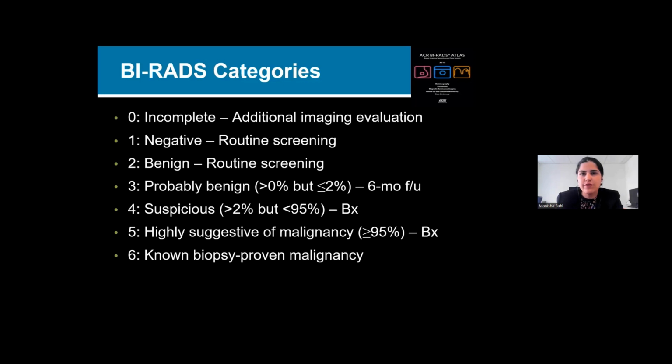BI-RADS 6 is used for known biopsy-proven cancers before a patient has undergone treatment or surgery. For example, if a woman is undergoing chemotherapy before surgery, she may come to breast imaging clinic for an ultrasound check to assess tumor size. I would perform the ultrasound and report the case as interval decrease in size of known cancer, compatible with treatment response, BI-RADS 6.